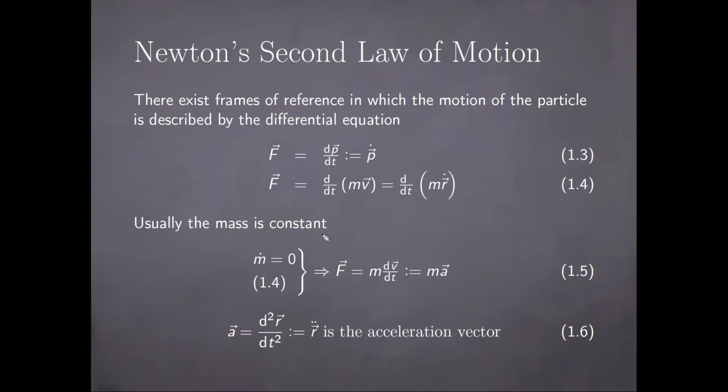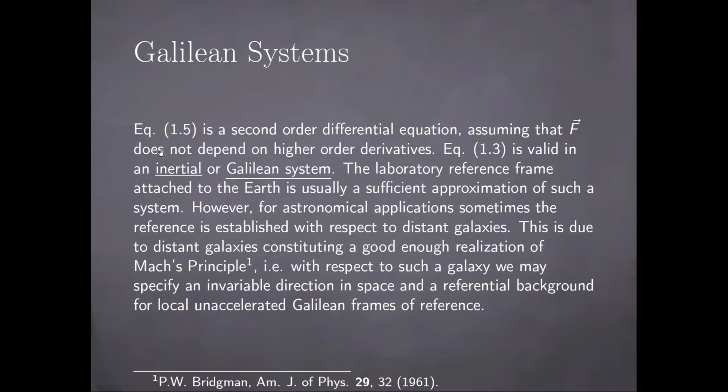Usually the mass is constant, and therefore Newton's second law takes the more familiar form of F being equal to m times a, where a is the acceleration vector or the second order time derivative of the radius vector, which is also denoted by two dots above r. In the last form, as a product between mass and acceleration, Newton's second law is a second-order differential equation, assuming that F does not depend on higher-order derivatives.